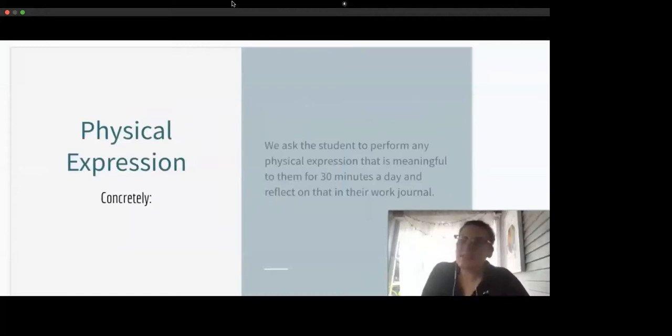So concretely, we ask students to perform any physical expression that is meaningful to them for 30 minutes a day and reflect on that in their work journal. If that is football practice, so be it. If that is walking your dog for the physical activity, so be it. What's important is that it's what is meaningful to the student. Parents and caregivers can help their student understand what is the right level of work, because sometimes adults have more experience with knowing and reading your body. But we're really trying to take the lead from the students here.